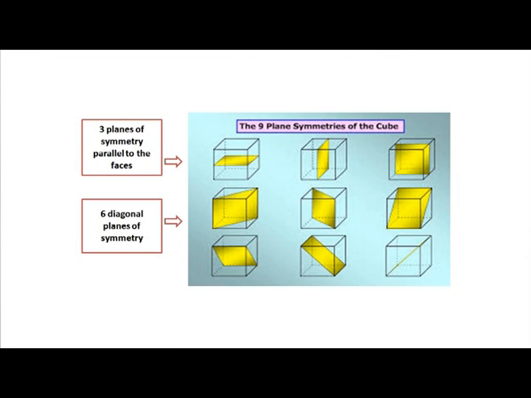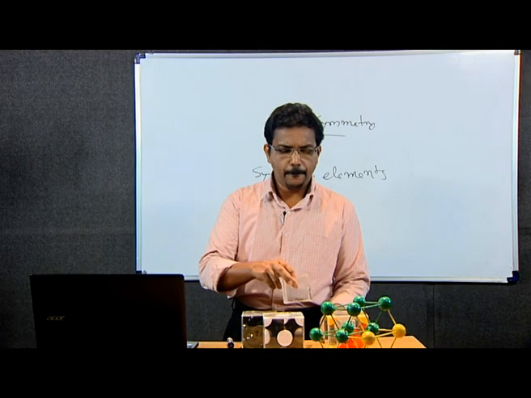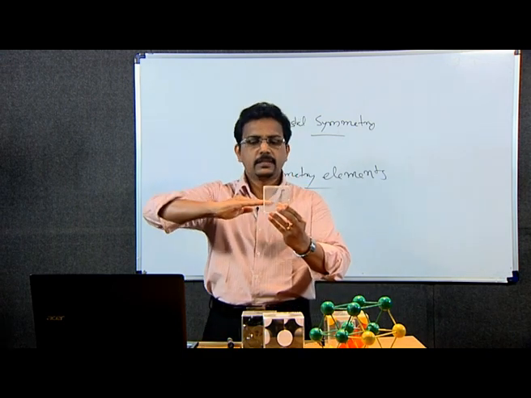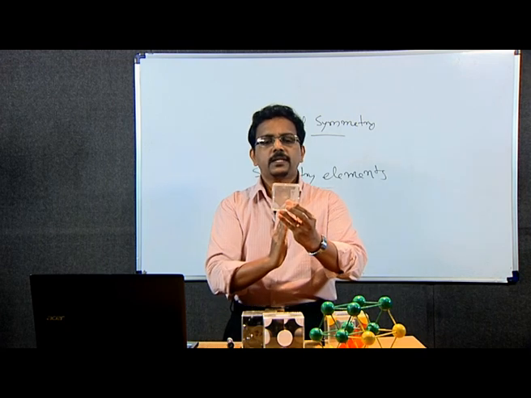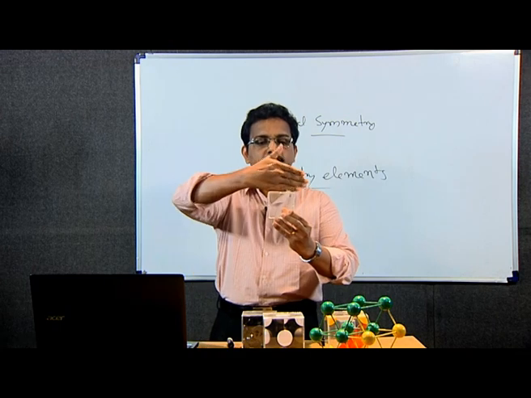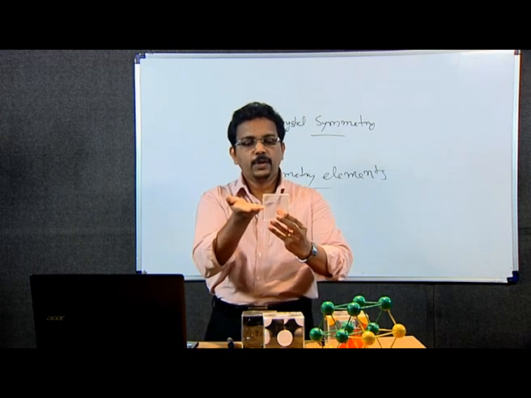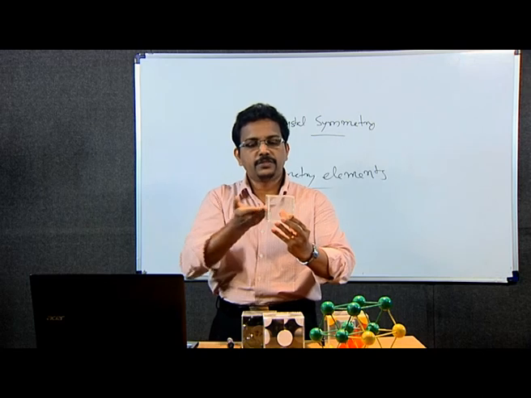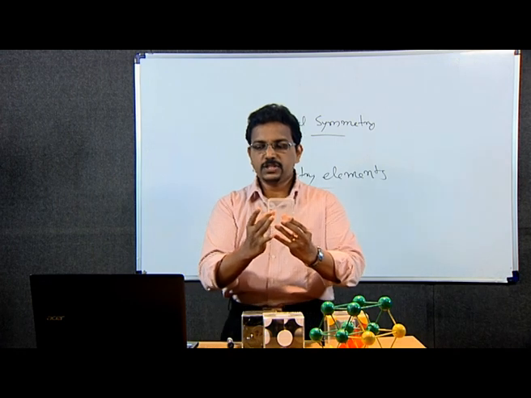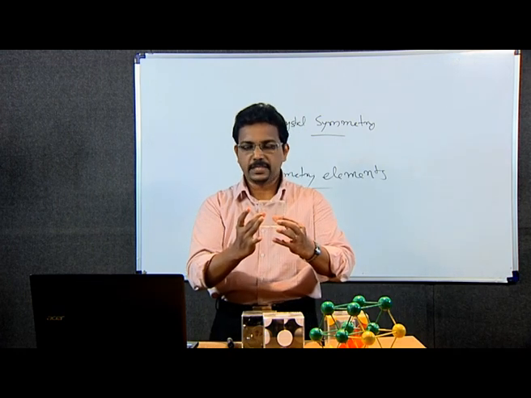So, when we look into this particular figure, here we can see three planes of symmetry parallel to the faces. In this cube you can cut like this, and also you can cut like this. These are the two main ones, and here like this, here like this. Similarly, you can cut in this way also. So, there are three planes of symmetry parallel to the faces.